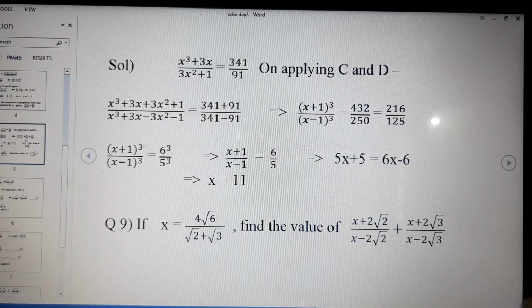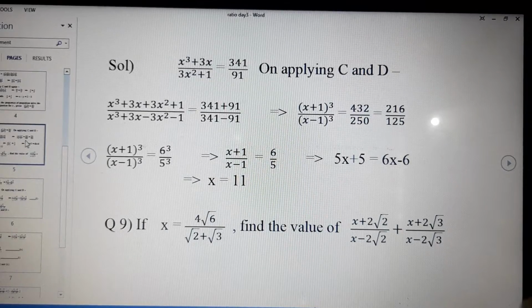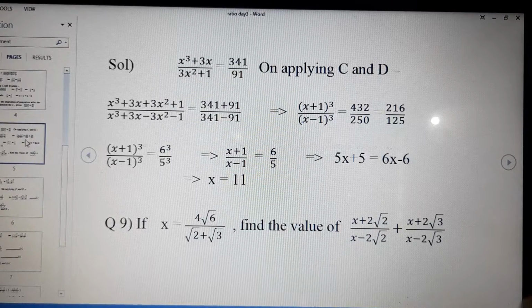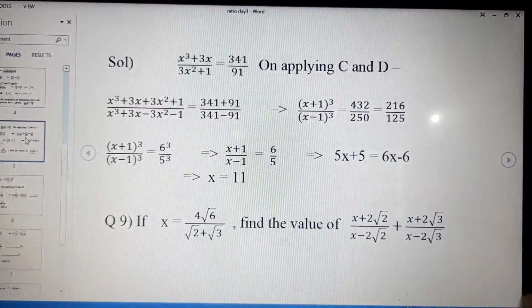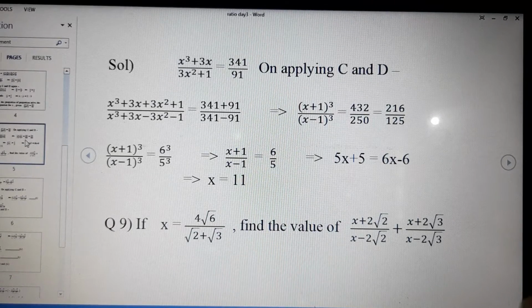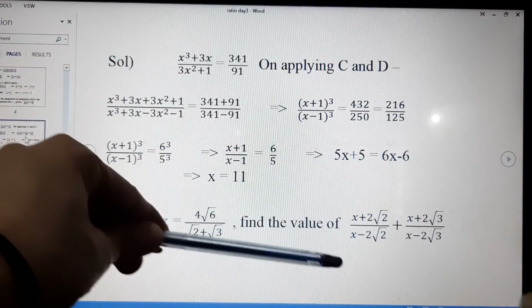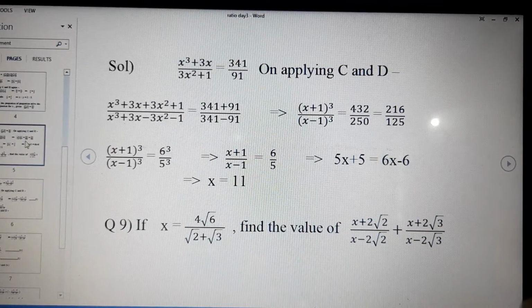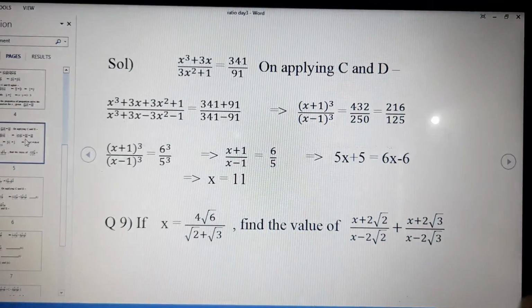Moving on to the next question, which is very important. You need to see it very attentively. In the question, it is said that x is equal to 4 root 6 divided by (root 2 plus root 3), and we have to find out the value of this. The portion whose value you have to find is given in two parts. First part is (x plus 2 root 2) divided by (x minus 2 root 2), and the other part is (x plus 2 root 3) divided by (x minus 2 root 3).